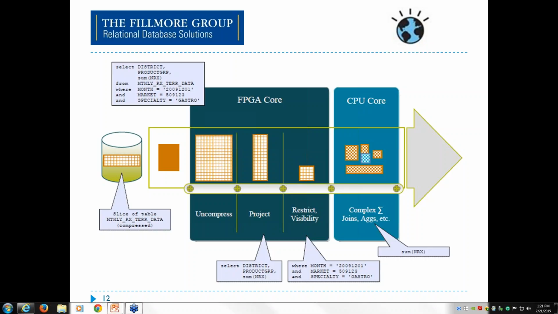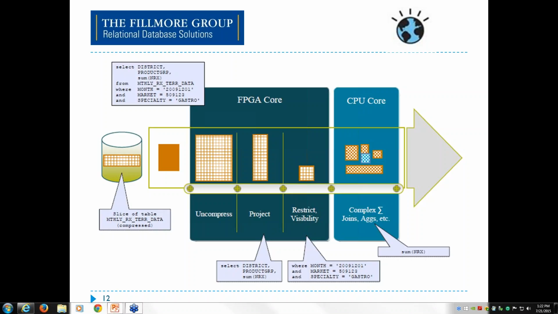So uncompress the data, select the columns that are in the select clause and project them so that I immediately eliminate columns from the table that I'm not interested in. And then I apply the where clause predicates and am able to filter the data by row for only the data that meets the criteria that I specify. If I have any higher order processing, such as joins with other tables or aggregations or sums or things like that, these can be done in an accompanying CPU core.